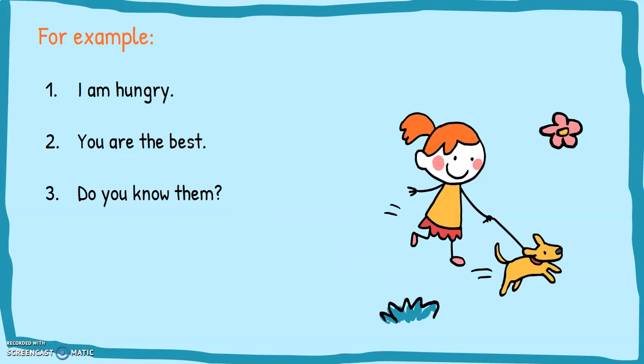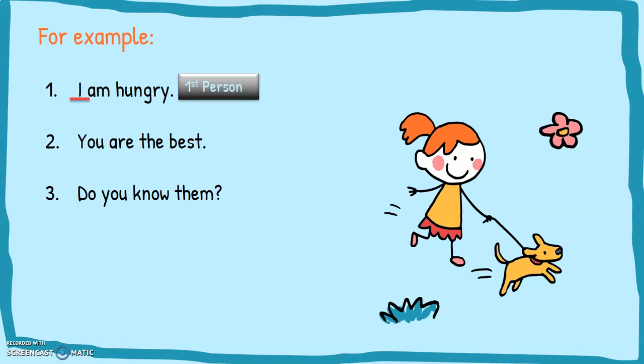Let's solve the example here. First one, I am hungry. So here I is a pronoun, which is used instead of a noun. Now I means I'm talking about myself. So I am a single person here. So it will be an example of first person personal pronoun.